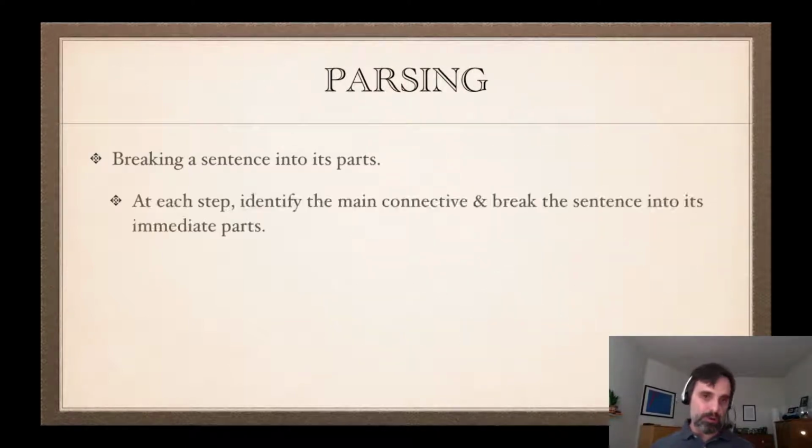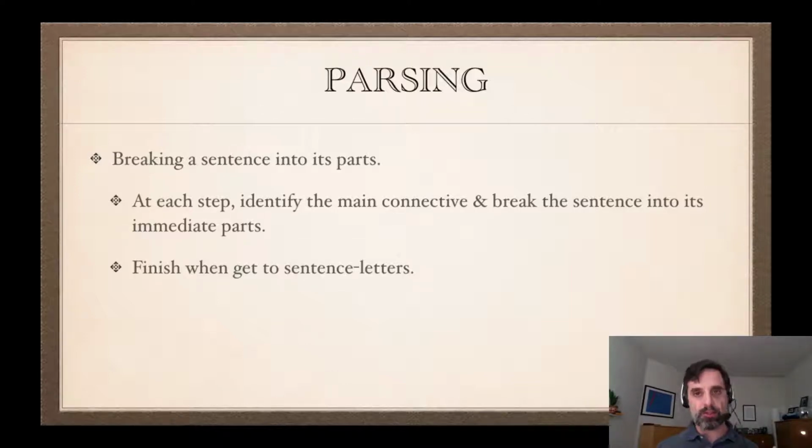So that's what parsing is. We break a sentence into its parts. At each step, we identify the main connective and break the sentence into its immediate parts. We're done when we get to the sentence letters. And this produces the grammatical tree of the sentence. It displays how the sentence is built up out of its parts.